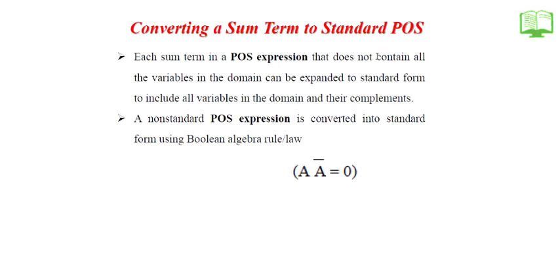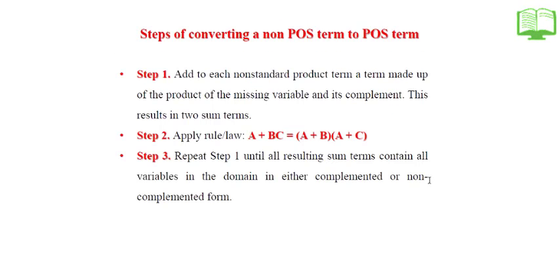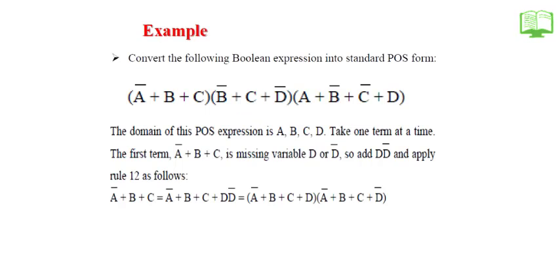In order to change them to the standard product of sum, we are going to apply the law which involves multiplication. We take the variable times its complement, while in the SOP we were taking the variable plus its complement. So we take the sum we had plus a variable times its complement, and we get something like that. Let's see an example to understand more.